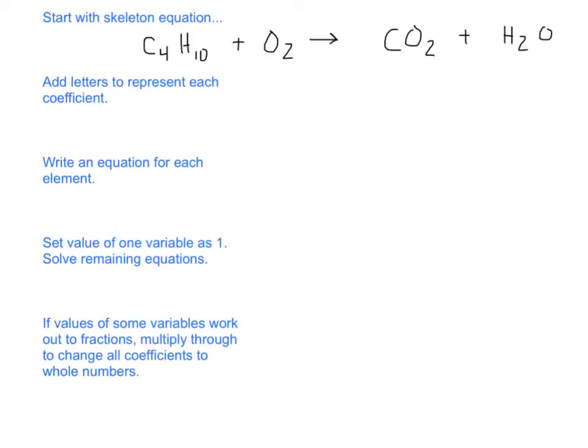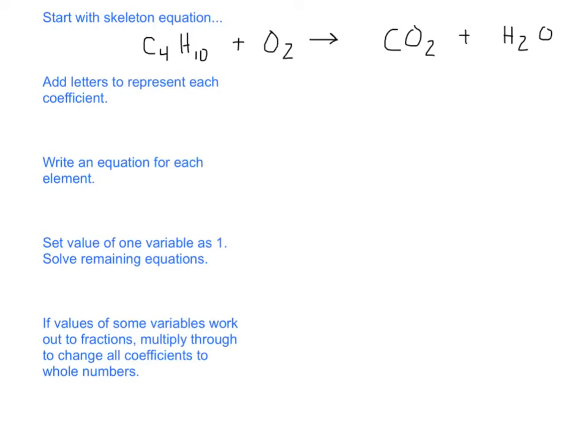All right, so we're going to start with a skeleton equation. At the top here we have butane combining with oxygen. This is known as a combustion reaction, which we haven't covered yet, and they always form carbon dioxide and water. So the first thing to do is write the skeleton. These can be buggers to balance if you're using the inspection method.